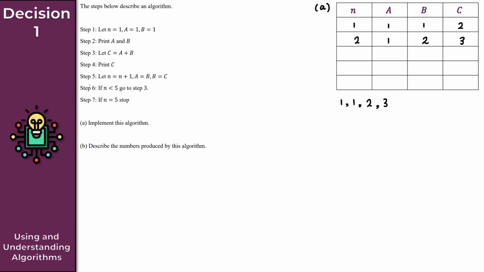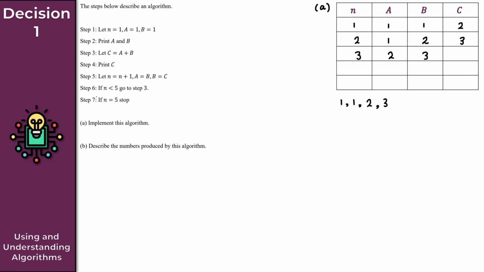Perfect. Step 5, we just repeat this process again. So we let n be equal to n plus 1. So in other words, just increase this value of n by 1. So we get 3 there. The new value of a is the old value of b. So that's 2. And then the new value of b here is the old value of c. So that's 3. So that's step 5 complete.